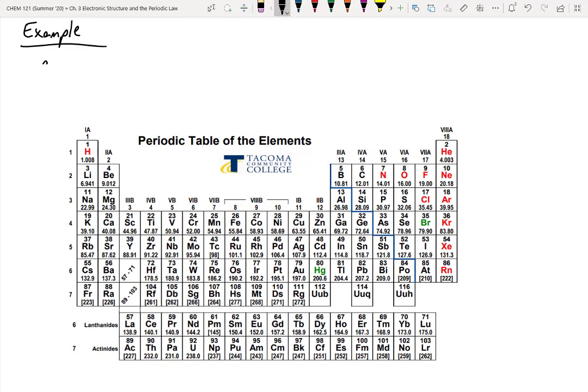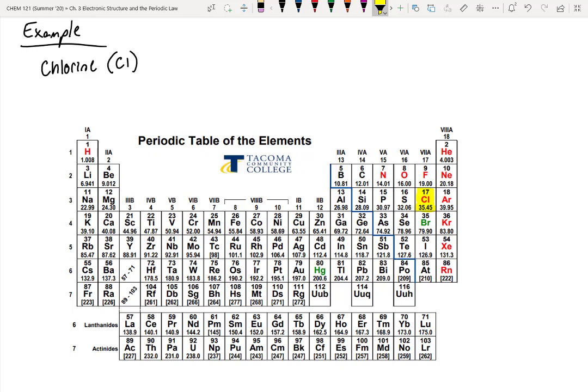Okay, so let's do chlorine. All right, so chlorine is going to be our example. And if we look at the periodic table, the elemental symbol for chlorine is capital C, lowercase l, right? So let's find it on the periodic table. Well, chlorine is going to be right there. Okay, so now we can use one of our tricks.